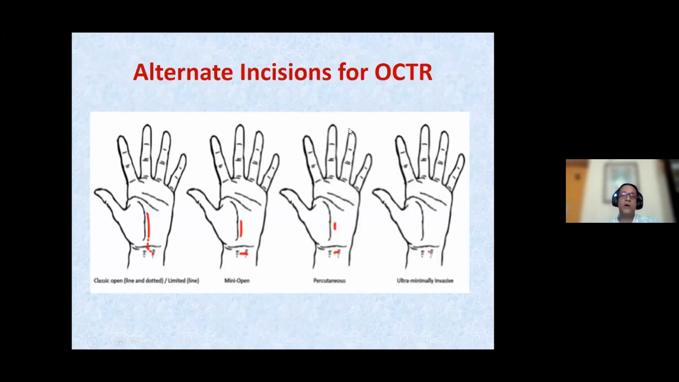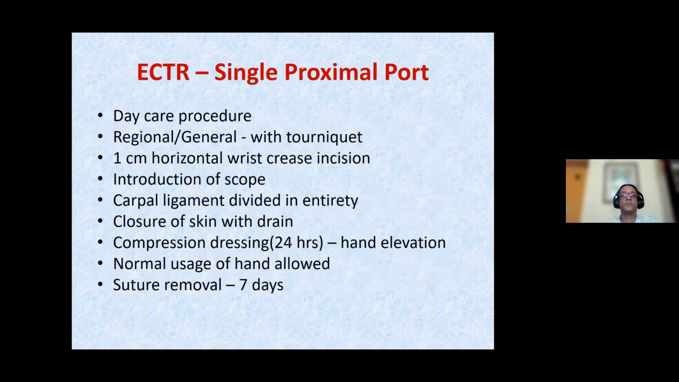There have been people who have used smaller incisions compared to the classical incision, but I generally use the classical incision which I described. Whatever be the incision, the idea should be that you should be able to visualize the carpal ligament in toto and divide it in toto. So as long as you can achieve it through any type of incision, the result should be fine.